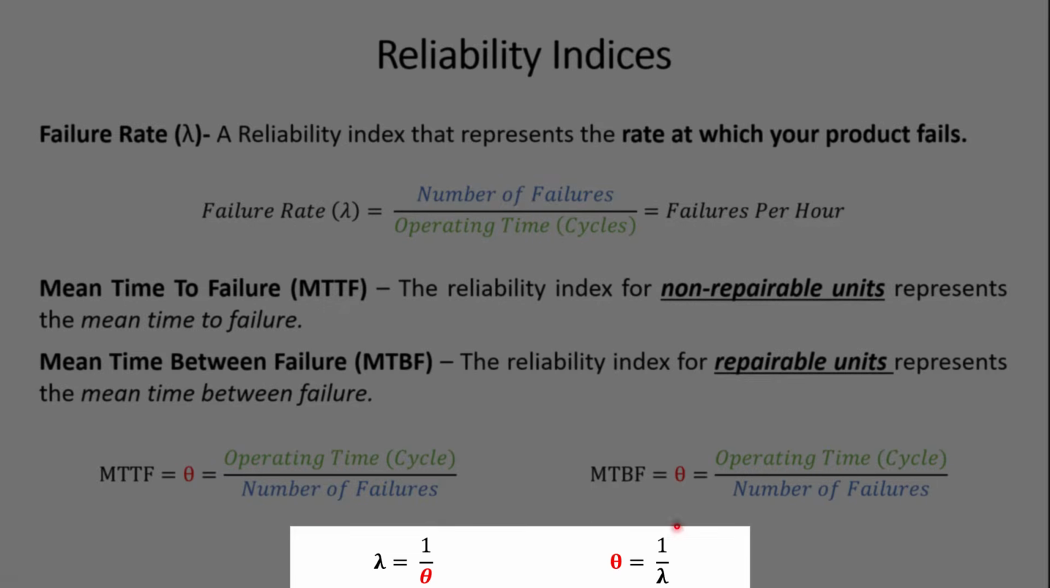And then I just want to kind of summarize this slide by showing this relationship. The failure rate, which is lambda, is the inverse of theta. It's the inverse of mean time to failure, and vice versa, right? Our mean time between failure, or our mean time to failure, is simply just the inverse of the failure rate. So that's the relationship between these two indexes.